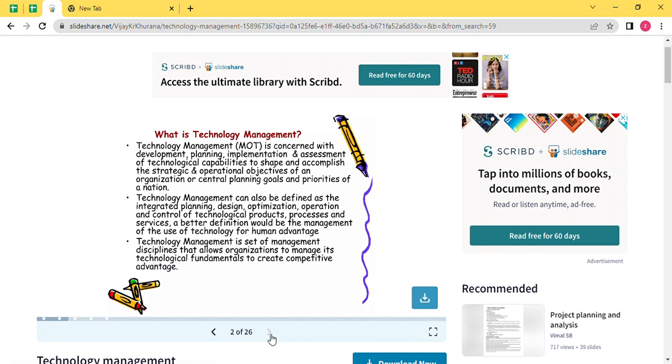A better definition would be management of the use of technology for human advantage. Technology management is a set of management disciplines that allows organizations to manage their technological fundamentals to create competitive advantage.